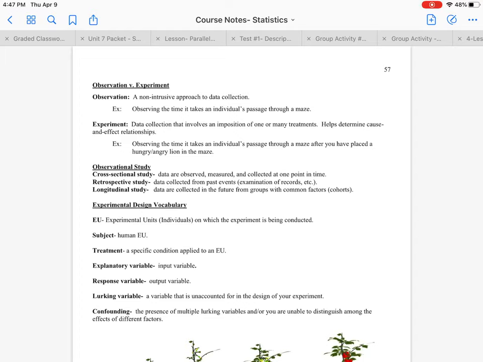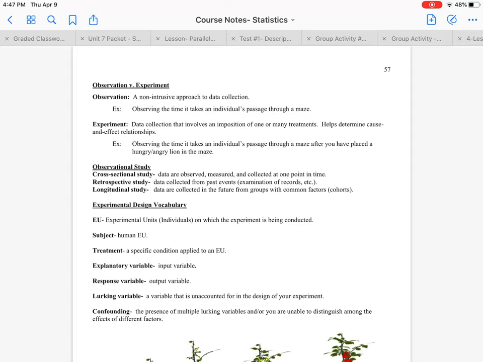The difference between observation and experiment is that an experiment involves a catalyst or some sort of imposed treatment, whereas an observation is you not interfering in any way. You're just taking note of what's happening based off of a certain set of conditions. In terms of medicine, it's very easy to see examples that involve experimentation, because any time that you're testing out a new medicine, that is your catalyst, right?